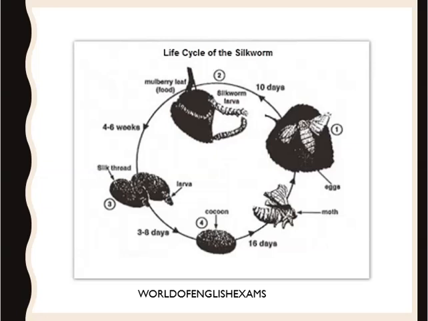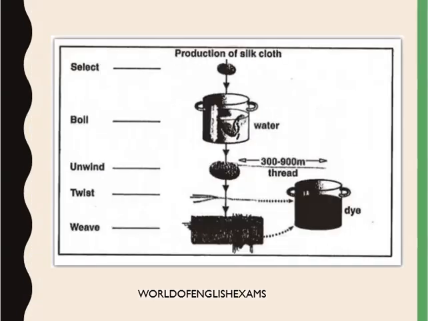Egg, larva, pupa or cocoon stage, and adult moth. So these are the 4 stages. And as you can see, from the adult stage, again the cycle is continuous, because it is a natural process which happens. Then where does this production of silk cloth start from?